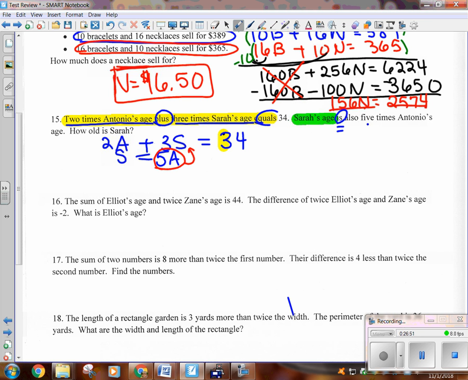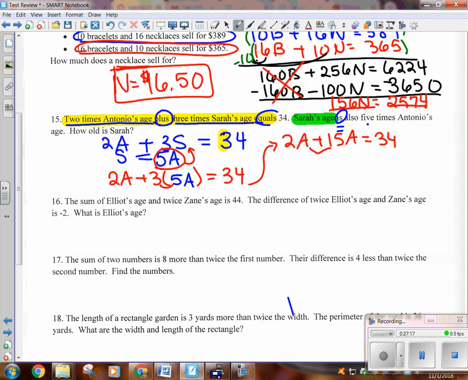So right here's my S. One equation is substituted into another equation. So I have 2A plus 3 times, and I'm going to substitute 5A in place of S. S comes out, 5A comes in, just like in a basketball game. Multiply right here first, get rid of parentheses. I'm going to have 2A plus 15A equals 34.